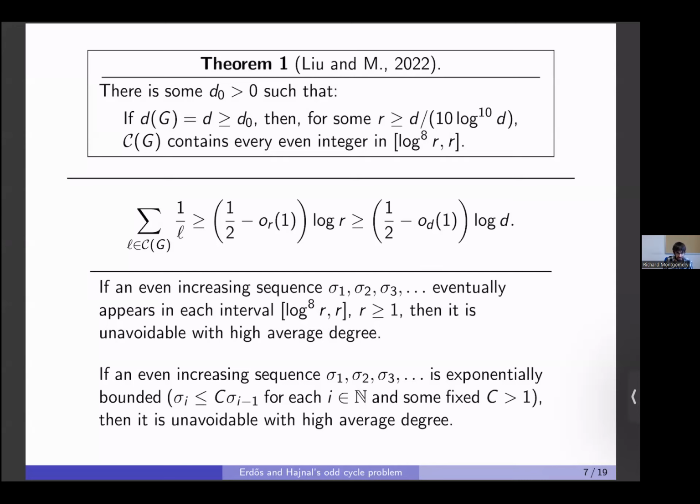So in particular, if an even increasing sequence, sigma 1, sigma 2, sigma 3, is exponentially bounded, then it is unavoidable with high average degree. And we can really do sequences that are quite a bit sparser as well from that. And I'll talk about the limitations of this at the very end. So this is our result on even cycles and then the implications of it.